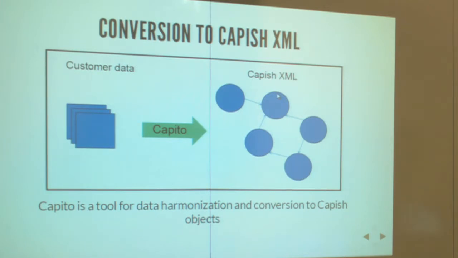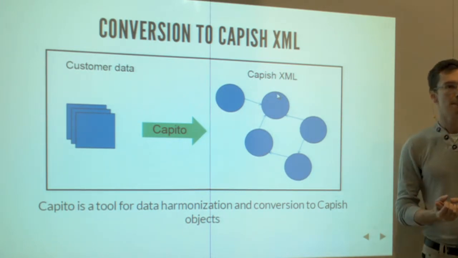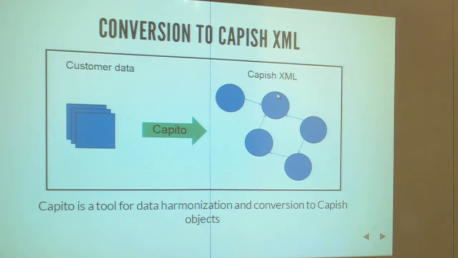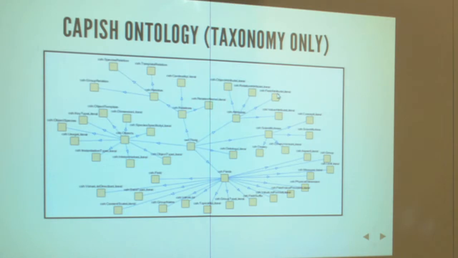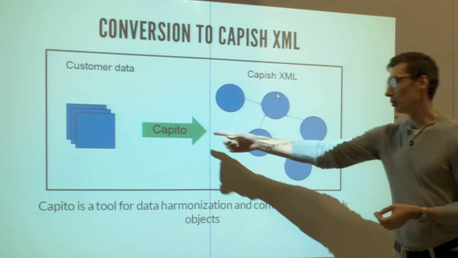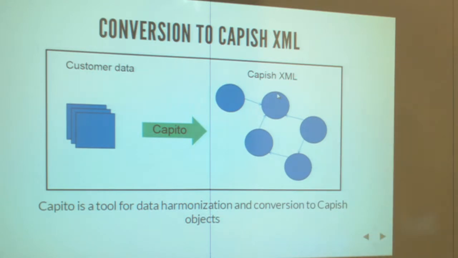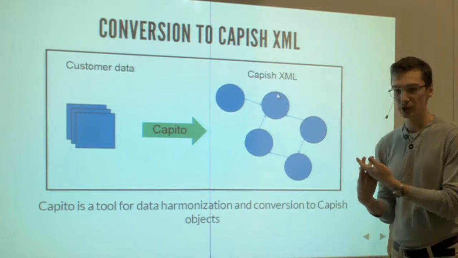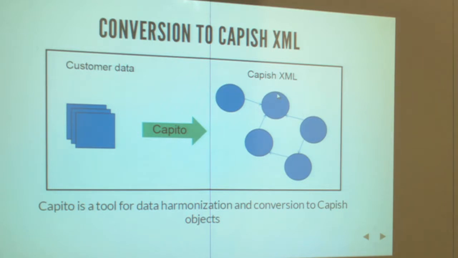And then, the important part, of course, of our activities is conversion of the data from the formats which are quite common to our format, to Capish XML. And this conversion naturally has to be done in accordance with our schema, with the ontology. We have developed a conversion system for that. It's called Capito, so that you just know what the slides say. And it's exactly the requirements of this system that brought us to using Semantic Web technologies.